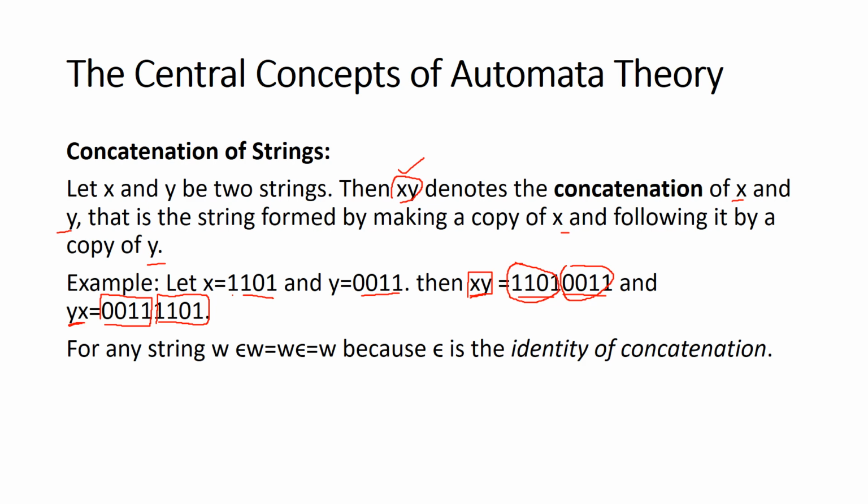For any string w, epsilon, which is the null string, followed by w is equal to w epsilon, which is equal to w. So there is no change when epsilon is concatenated with any string. Therefore, epsilon is called the identity of concatenation.